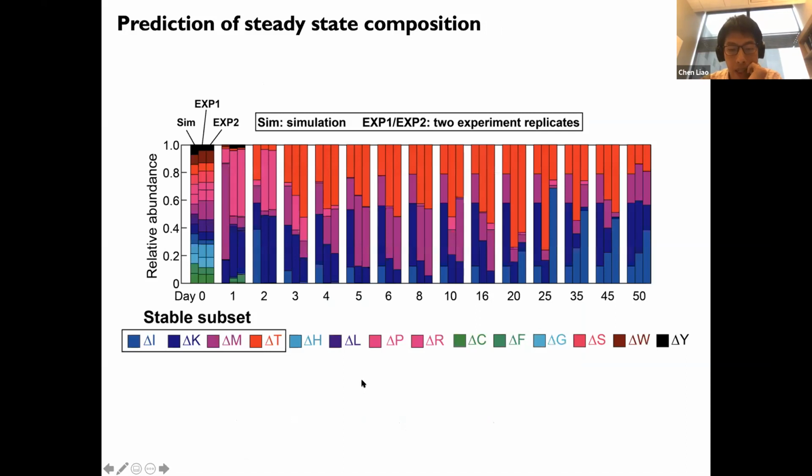We can use the model to predict the steady state composition. Here I showed the progression of the simulation, with 2 experimental replicates together. The simulation shows that after maybe 4 or 5 days, the simulated composition of the microbial community converged to a steady state composed of 4 strains: the isoleucine auxotroph, lysine auxotroph, methionine auxotroph, and the serine auxotroph. I think the experiment validates the simulation in at least 2 aspects. First, there exists a steady state. Second, the steady state composition is composed of these 4 amino acid auxotrophs.